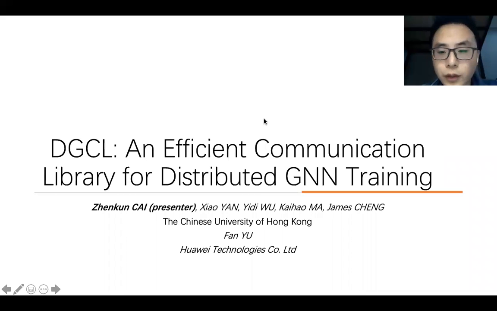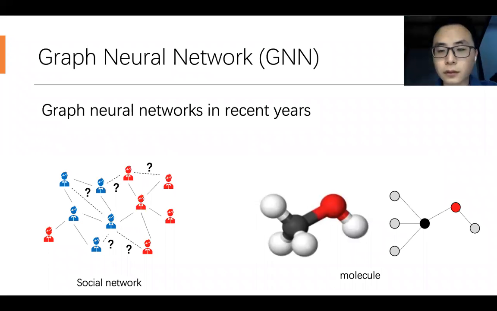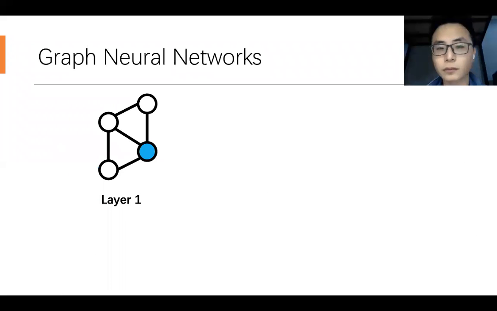Hello everyone, I'm going to present DGCL, an efficient communication library for distributed GNN training. Nowadays, graph neural networks are widely used in many areas, including social networks, physics systems, and medical molecules.